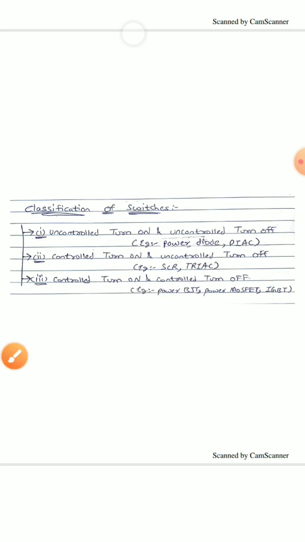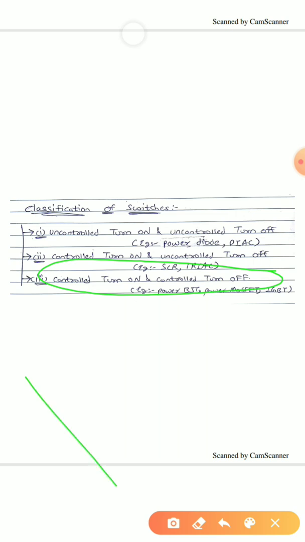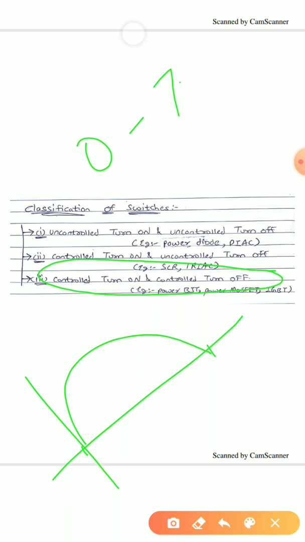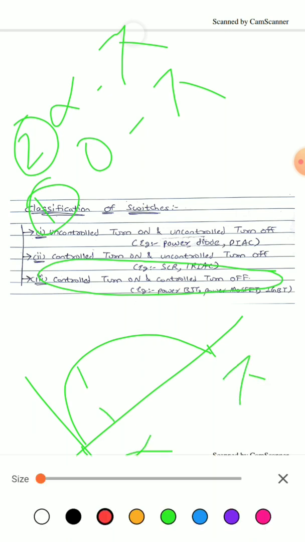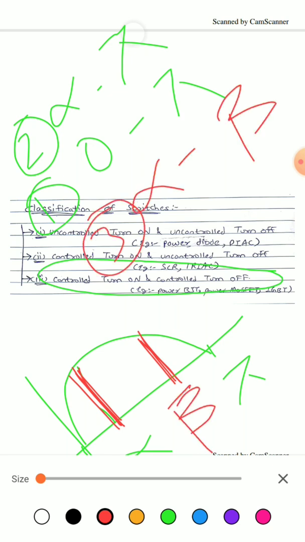The third category of switch that I have, we call it controlled turn on and controlled turn off. Now, in the first category, from 0 to pi, it was conducting. In the second category, we saw that from alpha to pi, it was conducting. Now, in the third category of switch, I can control the turn on time as well as I can decide when it will turn off. That is, from alpha to beta, I can decide when it will turn on and I can also decide when it will get turned off. Both these are in my hands.